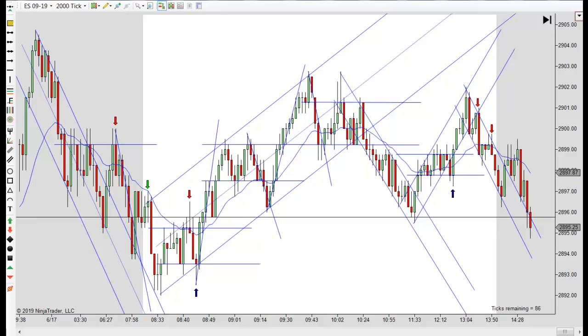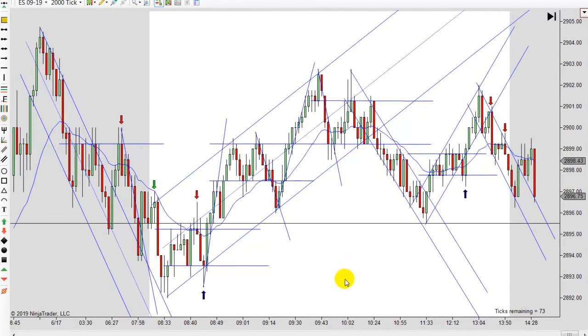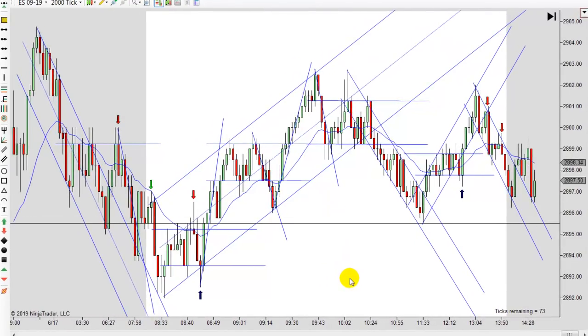I did roll over to the September contract this week. Today this is a September contract. There's not really any volume left in the old one. People ask me that all the time.